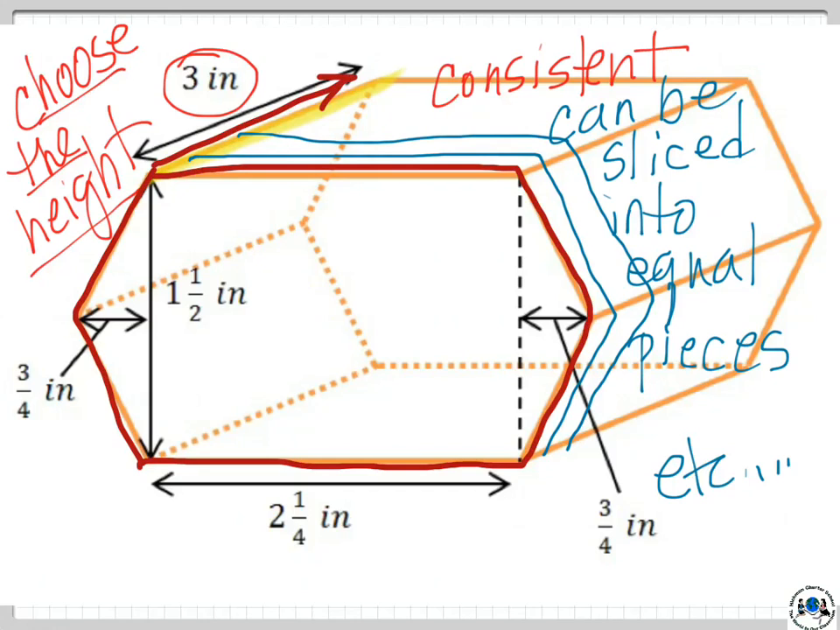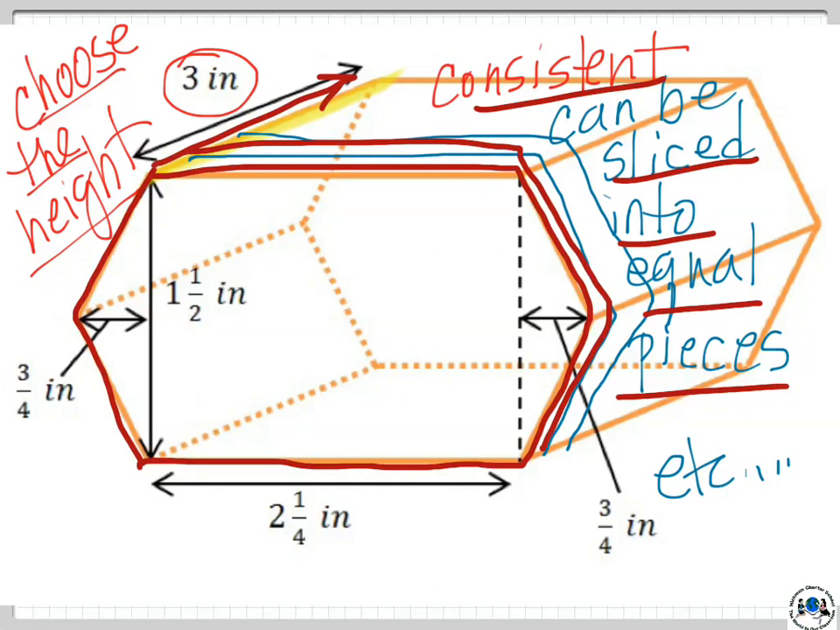But again, the reason is you need a consistent measure that you can actually slice into equal pieces, just like this, and multiply by your height. And that will give you your volume.